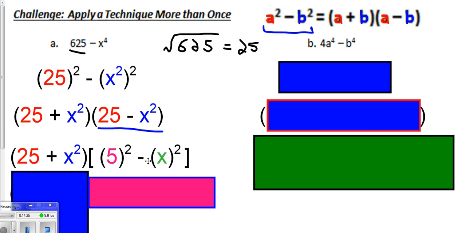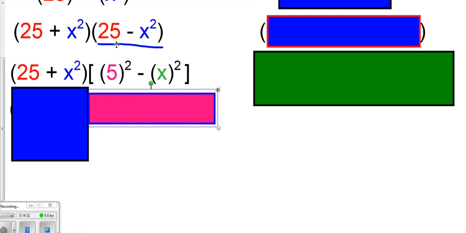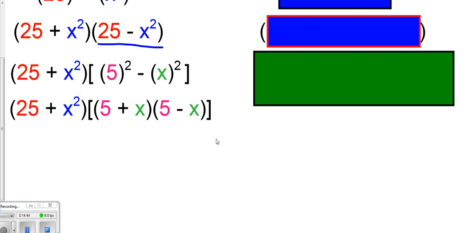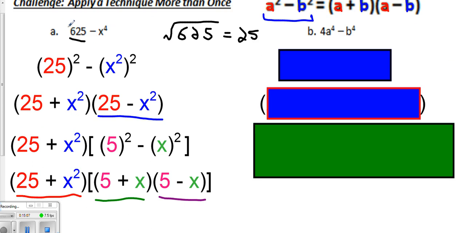Now, plugging these values, 5 and x, in for our a and b, or our red and blue values, this factor would be broken down into 5 plus x and 5 minus x. Don't forget, we still have this factor on the outside, so it would become 25 plus x squared. So in the end, we have 3 different factors for this one: 25 plus x squared times the binomial 5 plus x, and times the binomial 5 minus x. So 3 different factors being multiplied here. That would give us this piece.